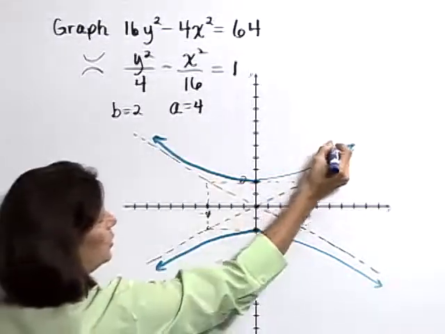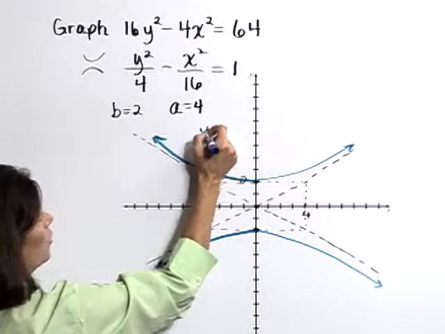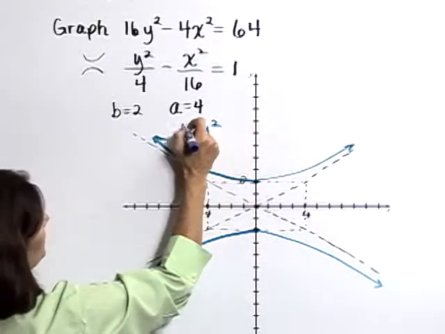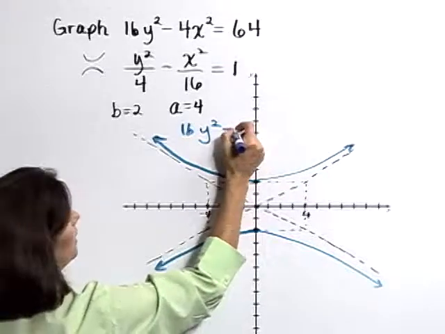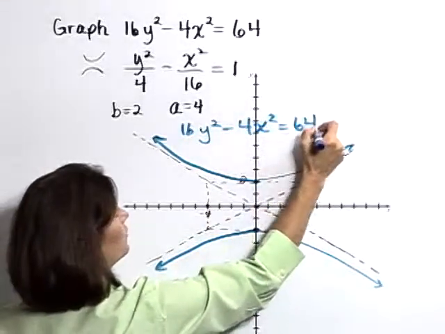Here you see in blue a sketch of the hyperbola 16y squared minus 4x squared is equal to 64.